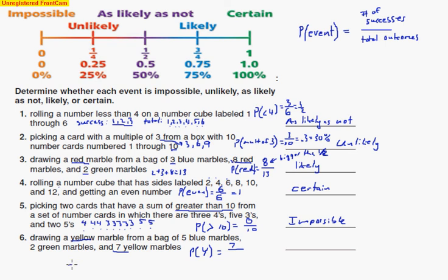Well, let's add them up. We have 2 plus 7 plus the 5. So that adds to make 9 plus 5 makes 14. So 14. So 7 over 14, well, that makes 1/2. Whenever the number is going to be 1/2 or 50%, that's as likely as not. So those are similar to your first few problems on your homework.